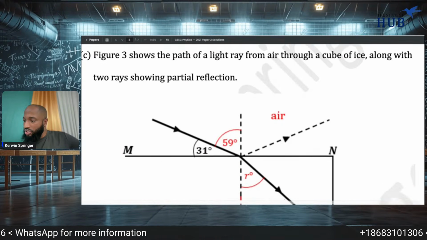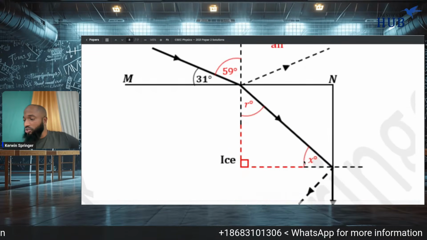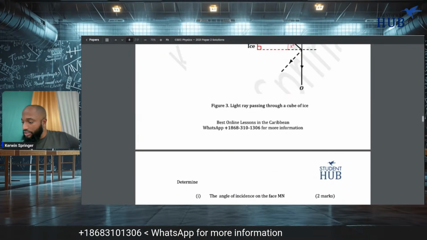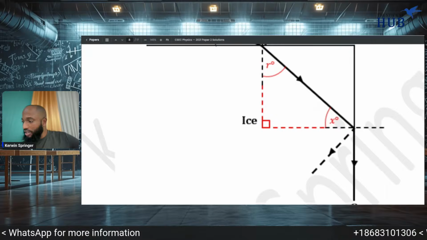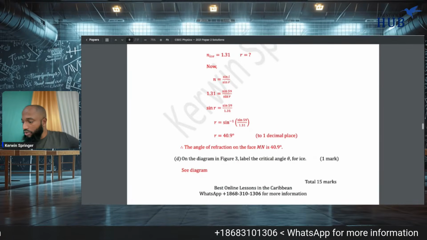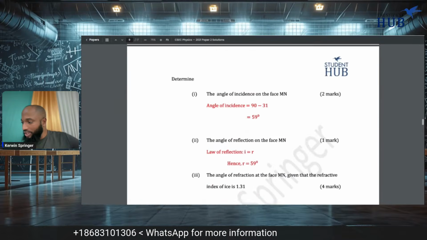Figure 3 shows the path of a light ray from air through a cube of ice, along with 2 rays showing partial reflection. Partial, right? Not total internal reflection. And we are required to find the angle of incidence on the face MN. Can you get that, everybody? You will need to know, where is it? Was it given?